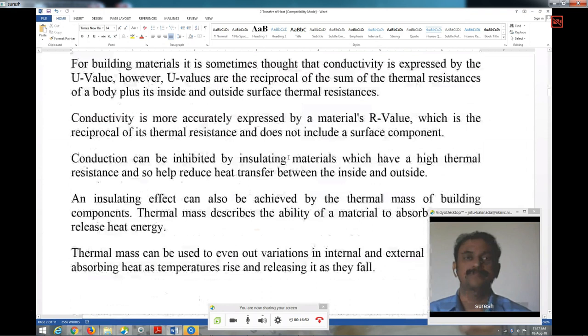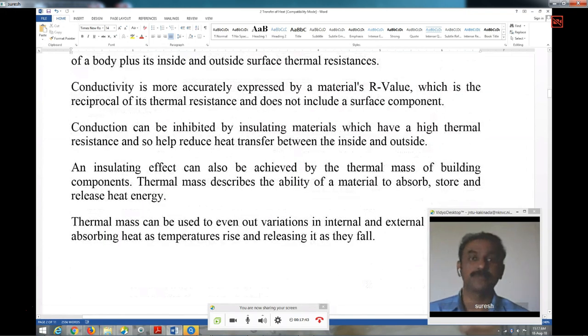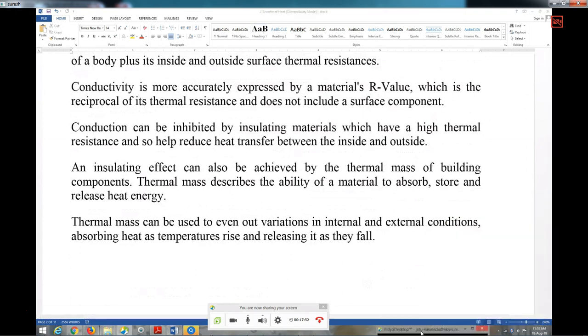Then after this, for building materials, the conductivity is sometimes expressed by the value of U. Generally, it is the reciprocal of the sum of the thermal resistances of the body plus its inside and outside surface thermal resistance. So as a particular thermal conductivity, here we are taking U as a parameter that is expressed for this conductivity. It accounts for the thermal resistance of the body plus the temperature difference between the inside and outside surfaces. It is more commonly expressed by a material's R value, which is the reciprocal of its thermal resistance and does not include the surface.